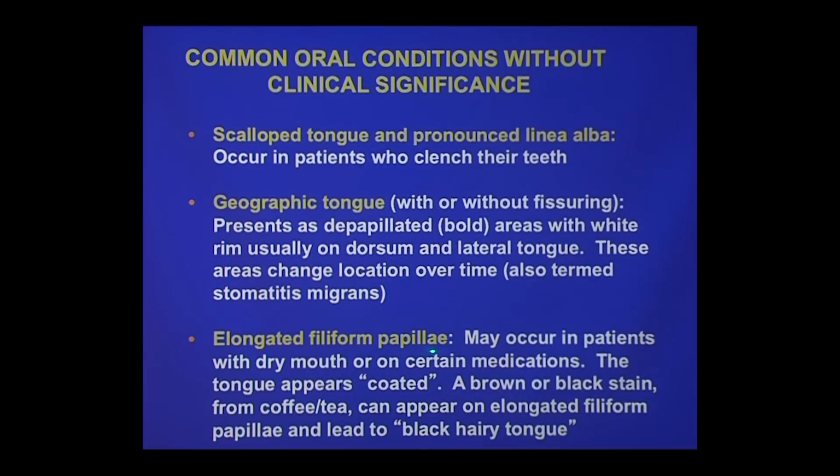Now, other times, we can get what's called elongated filiform papillae. The small papillae that I showed you before, the filiform papillae that cover the tongue, well, if somebody has really dry mouth or certain medications can cause these to actually grow, and all of a sudden you almost get these little hair-like projections from the tongue. And then if somebody drinks a lot of tea or coffee, they can get stained. So we call it black hairy tongue because you basically get a little mat of elongated filiform papillae that are stained, and it actually looks like hair. And I'll tell you more about what we do about it when I show some pictures.